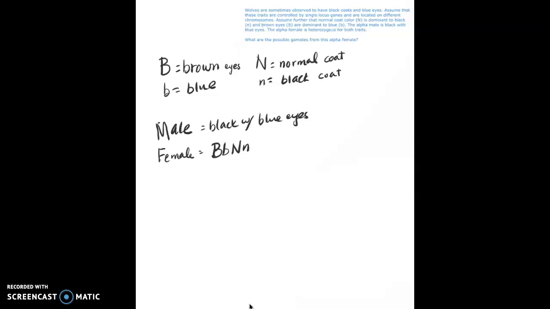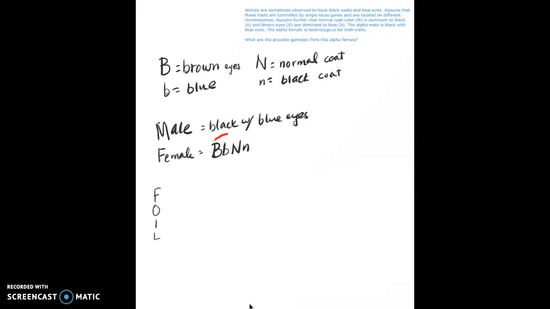So again, if you have a two gene cross, you look at the genotype, and you see that there's two B's and there's two N's, and you have to use the FOIL method in order to figure out the gametes. Okay, so remember the FOIL method is first, outer, inner, last. Okay, so we're going to do the first. That means the first of each letter.